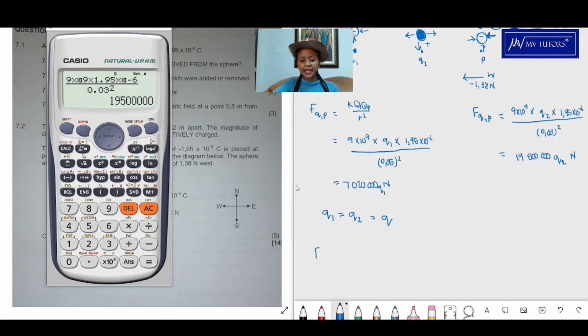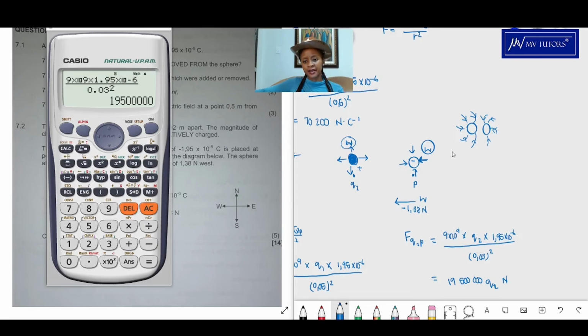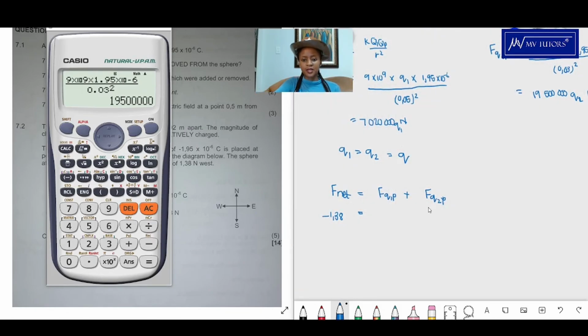Okay, now we have F net. So net force, we have force of Q1 due to P plus the force of Q2 due to P. The net force is already west, so I chose west as negative, so we have negative 1.38. And then we said that Q1 will actually go east. If you're not sure why that is, if you have a look at this, because they repel each other, when one goes west, the other has to go east. They're not gonna get together. So this is pointing to the west, this will be pointing to the east. So they're doing opposite things. So Q1P, that's definitely going to the east, and that would be 7 million.